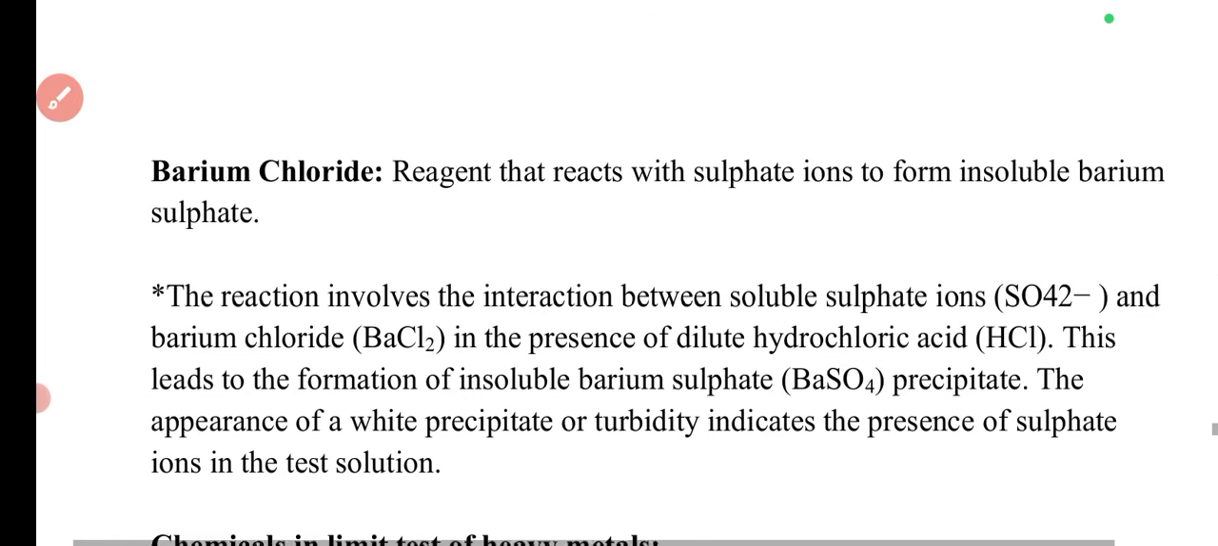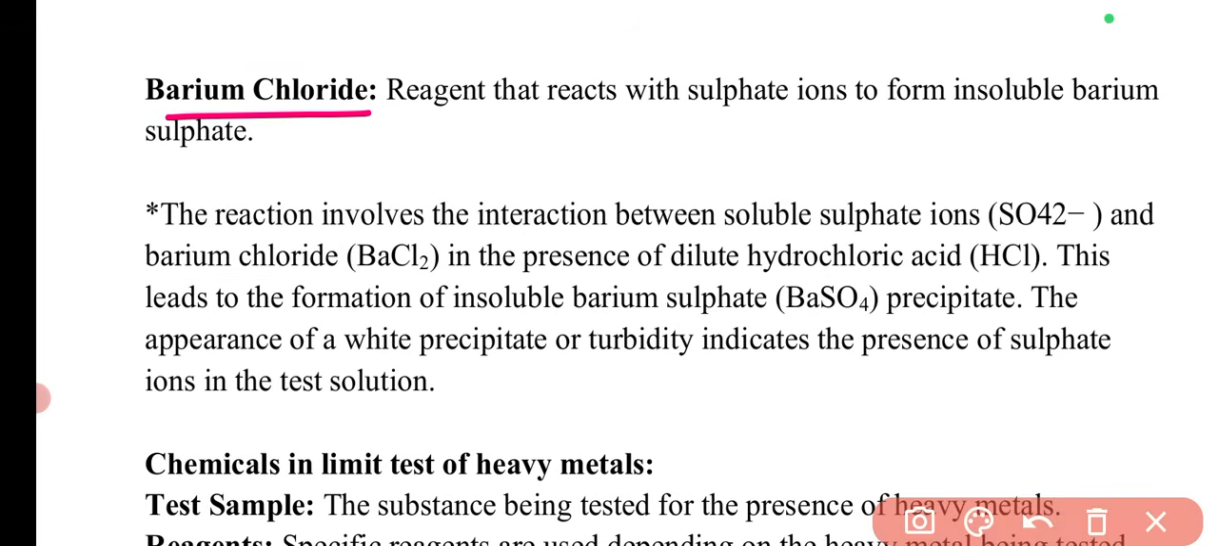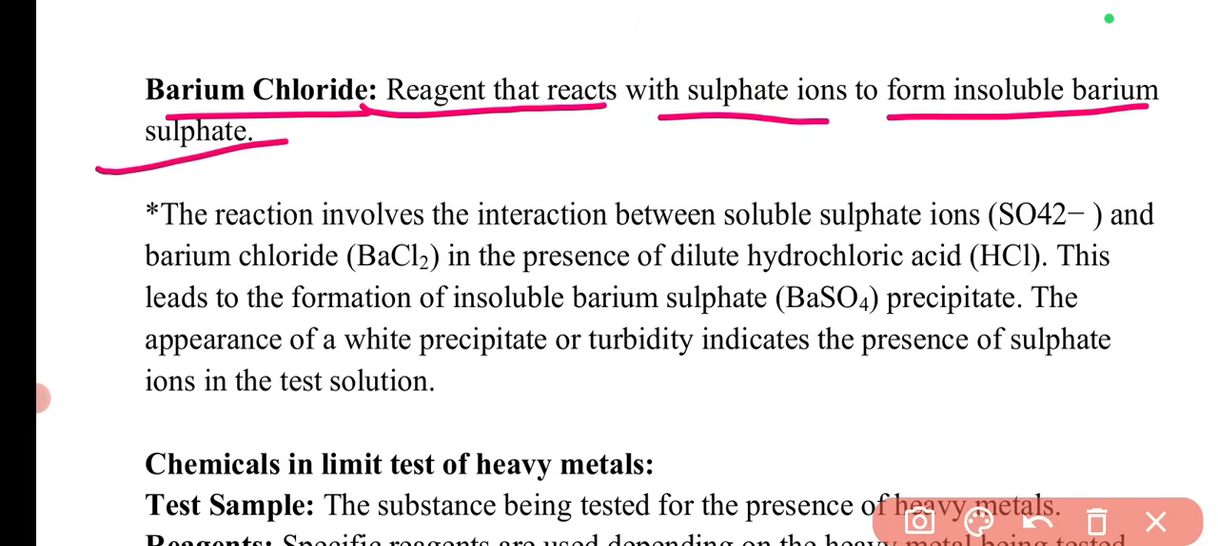Then there will be barium chloride. It is very important. It is a reagent that reacts with sulfate ions to form insoluble barium sulfate. What happens in this particular reaction is that there will be interaction between the soluble sulfate ions.